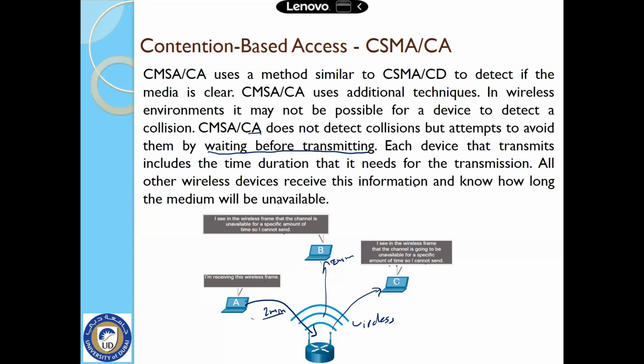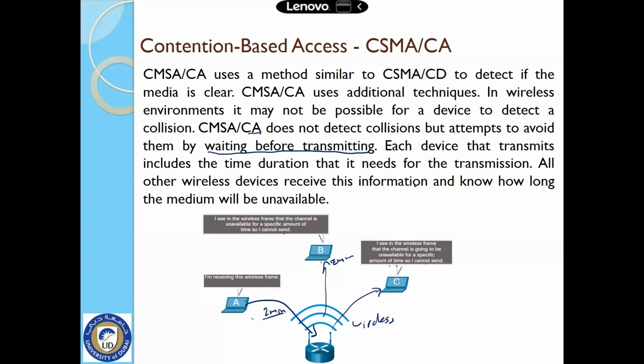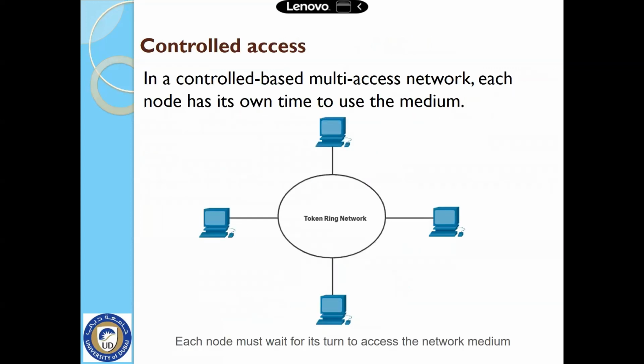So that is contention-based access with collision avoidance. In the previous one, there is knowledge about the channel, and you can detect collisions, and here you can avoid them. Now, controlled access, basically when you share the medium, it's kind of like taking turns. So in a controlled-based multi-access network, each node has its own time to use the medium. Each node must wait its turn to access the network. So pretty much like sharing the medium, each one has its own turn.